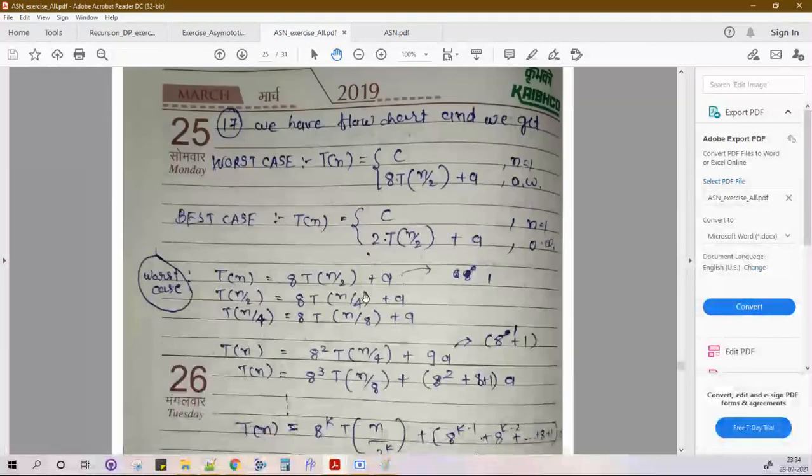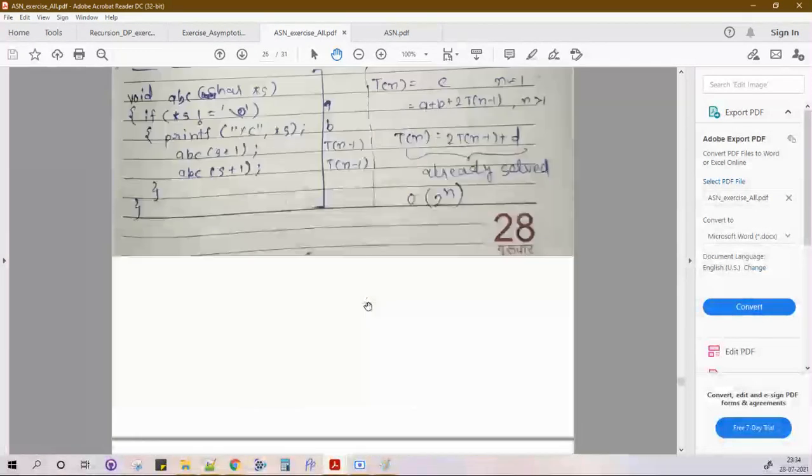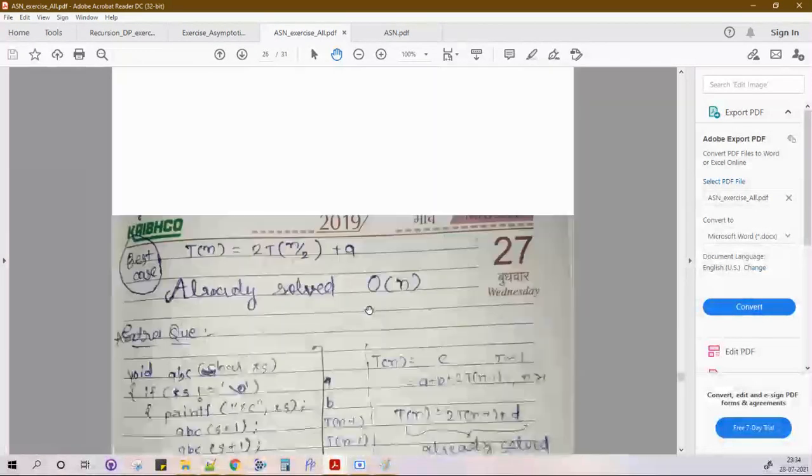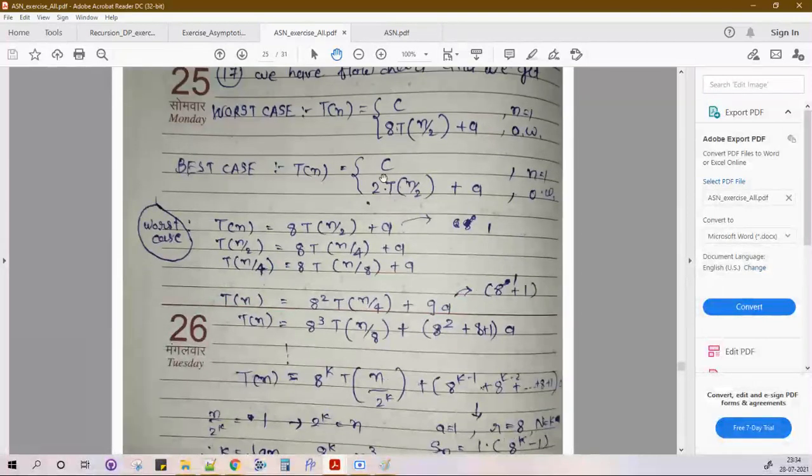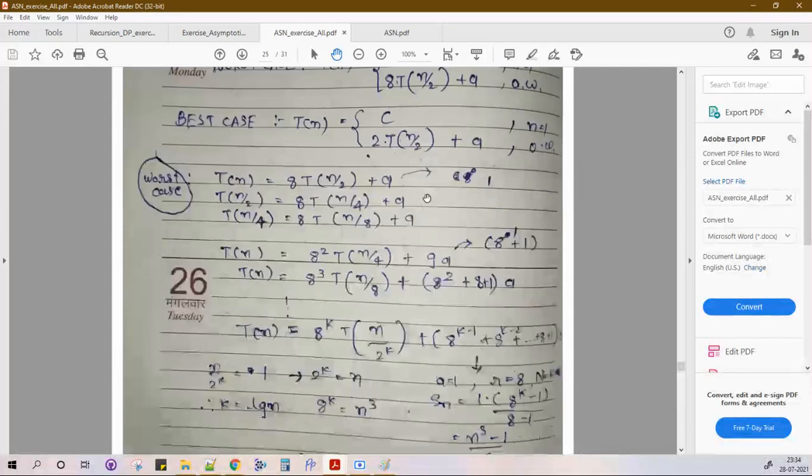Okay, question number 16. Why, we will see it later. What is that? Okay, so this we already solved. This is already solved, I guess.